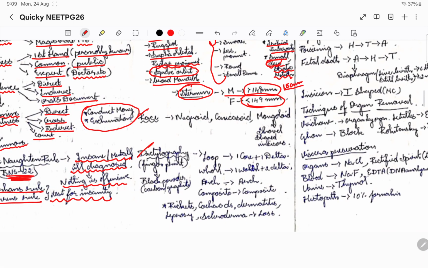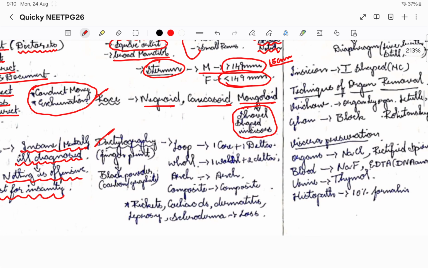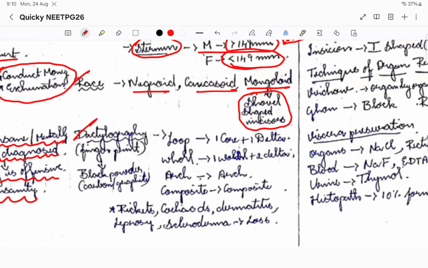Then let us go for race. Here the races are negroid, caucasoid and mongoloid races that we differentiate. In the mongoloid race, the important point is there will be shovel shaped incisors. Okay, so shovel shaped incisors will be there in mongoloid. Please remember this point. Then coming to dactylography, it is nothing but the fingerprint that we take, right?